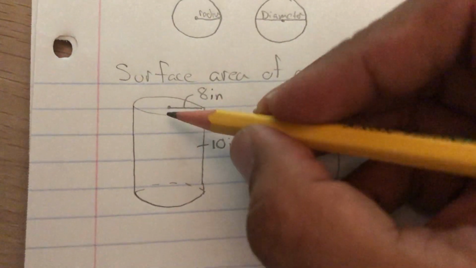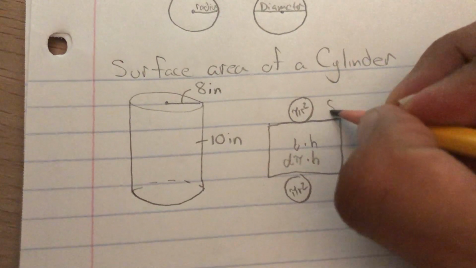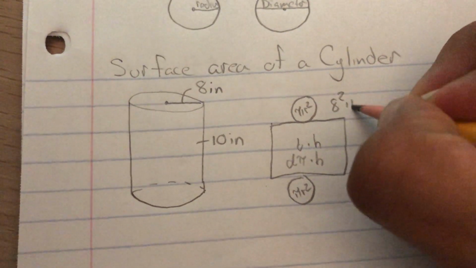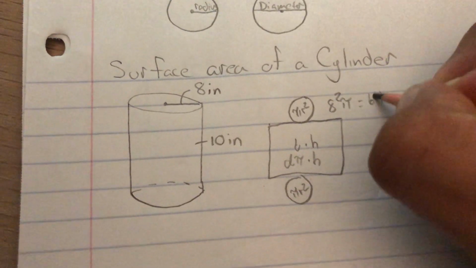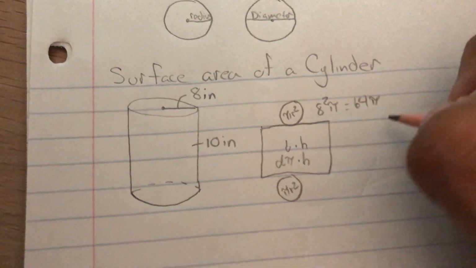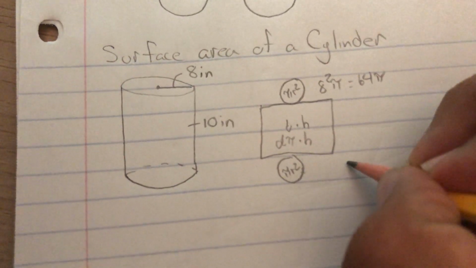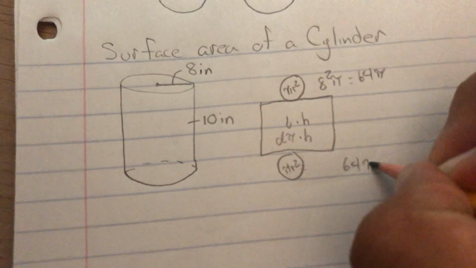So the radius of this one, they gave it to me this time. It's 8 inches. So it's going to be 8 squared pi, which is 64 pi. Now I'm not going to multiply pi now because then I'll be dealing with decimal points forever. Down here, I also am going to have 64 pi.